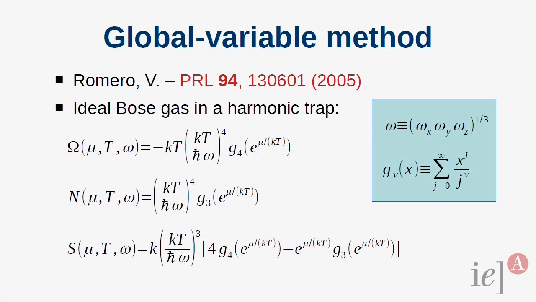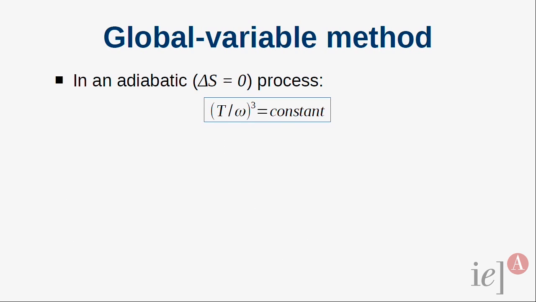It turns out, and I will show you right now, that this variable, the geometric mean of the frequencies, would be equivalent to volume in this system, as this system can be considered as a homogeneous system. So we see here, if we consider an adiabatic process, this is the equation for the adiabatic. So we see that the geometric mean is a thermodynamic variable, right?